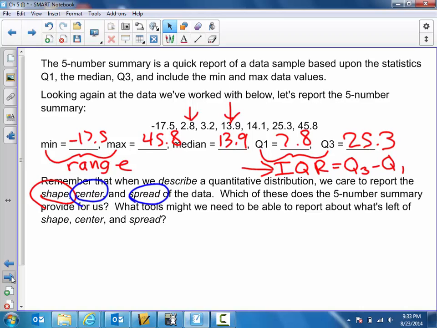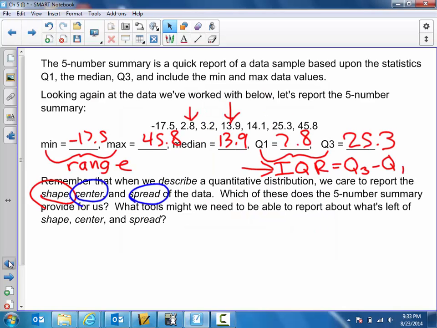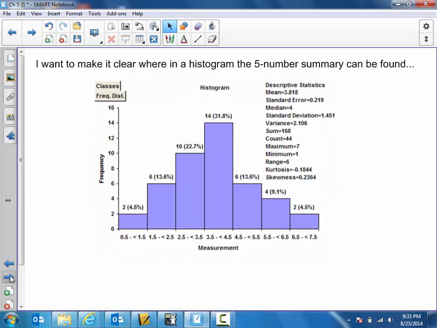What tools might we need to be able to report about what's left of shape, center, and spread? Well, we said that shape was left out, so you've still got to have some sort of graphical display to be able to talk about the shape. Skewness, outliers, gaps, et cetera. I thought that last year, simply going from talking about the 5-number summary to jumping to a new sort of display left some people hanging as to where in the histogram these 5 numbers exist.